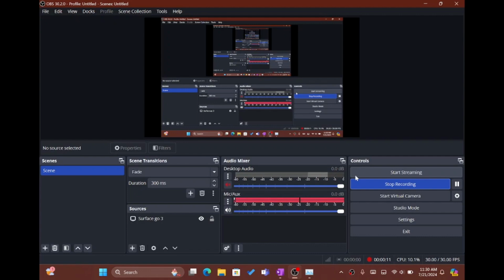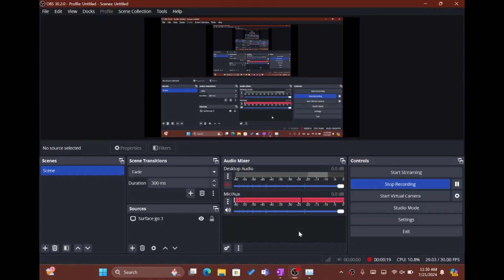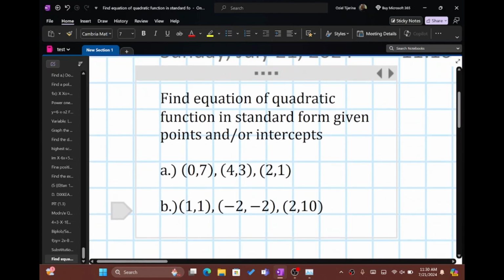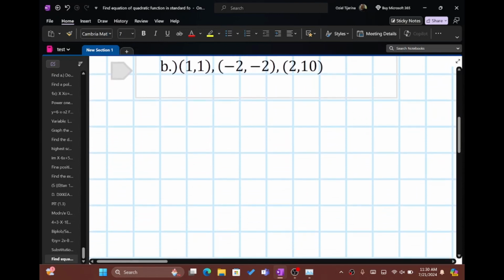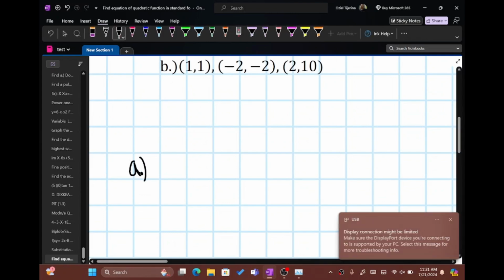In this video, I want to go over a problem, or actually two problems, involving finding the equation of a quadratic function in standard form given points and or y-intercepts. So here we have two examples. Let's go ahead and look at part A. These are kind of different from each other, guys, so I just want to make that very clear.